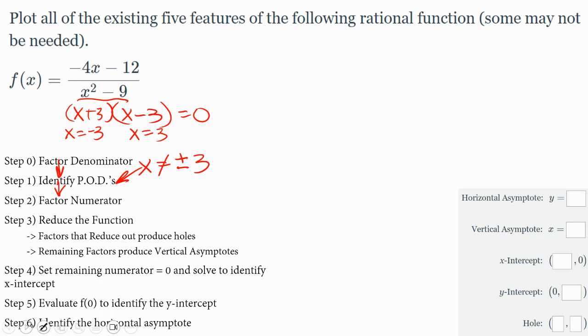So step 2, factoring the numerator, I have a -4. I'm going to force to factor out and make it in common. So I'm going to say -4 times x plus 3.